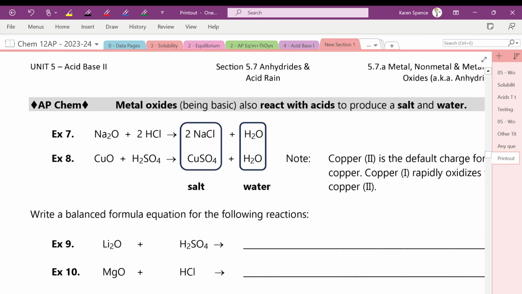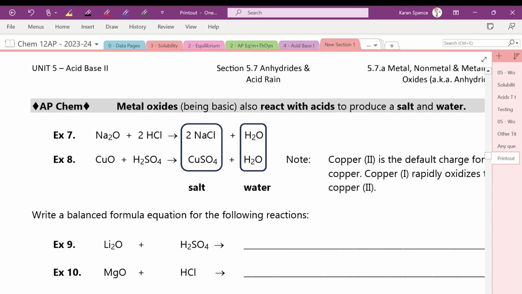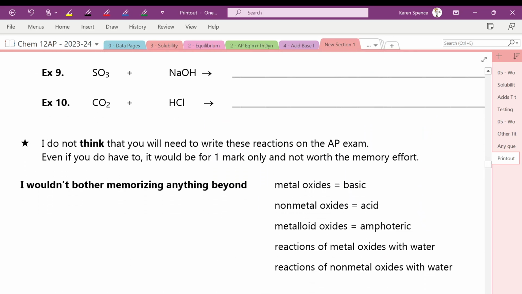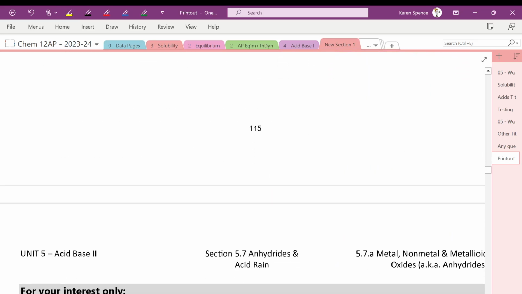Oh, and there's some AP stuff here, just showing the reaction of the metal oxides producing a salt and water. I don't know if you really need to know this. I don't think you need to write these equations on the AP exam. Even if you have to do so, it would only be for 1 mark and not worth the memory effort. I wouldn't bother memorizing anything beyond metal oxides are basic, non-metal oxides are acid, metalloid oxides are amphoteric, and you should be able to write the reactions of metal oxides with water and non-metal oxides with water. Okay, summary, bam, there. We can come back to those later. I really don't think they're that important.